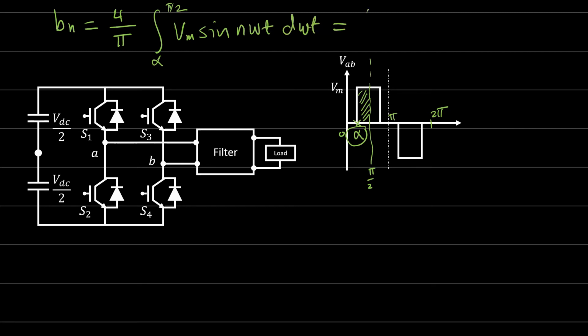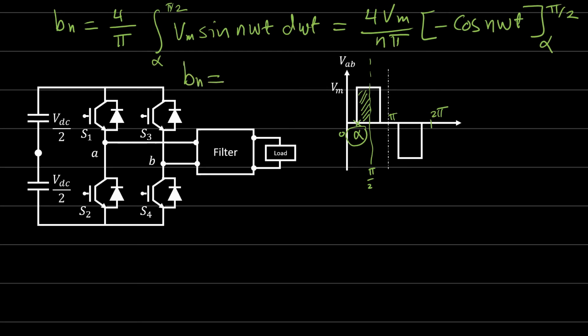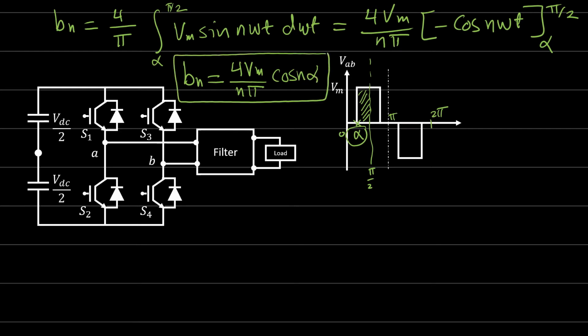So this will be equal to 4 times V maximum over n pi multiplied by minus cosine n omega t from alpha to pi over 2. Now the new B_n is equal to how much? It is equal to 4 times V maximum over n pi times cosine n alpha. Okay, so this is the new value for B_n.